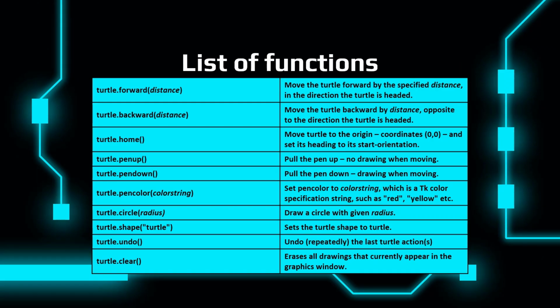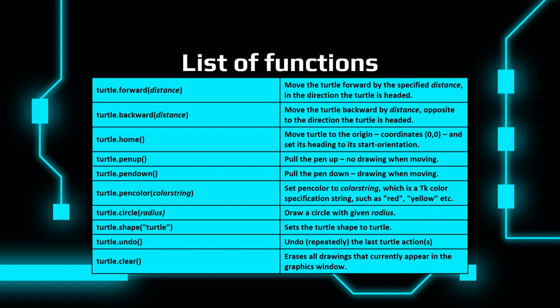Turtle.forward(distance) is when you move the turtle forward by the specified distance in the direction the turtle is headed. Turtle.backward(distance) is when you move the turtle backward by distance, opposite to the direction the turtle is headed. Turtle.home() is when you move the turtle to the origin coordinates 0, 0 and set its heading to its start orientation.